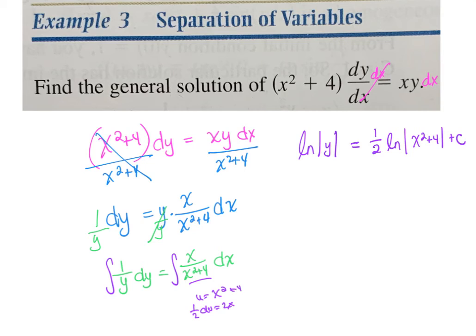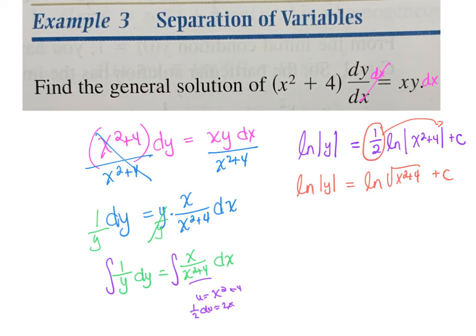And basically what they did here is they just condensed, okay? So that 1/2 can go where? Where can I put this 1/2 if I have a natural log? When it's, yeah, it goes in the exponent. So I will have the natural log of y equals the natural log, and that's where we get the square root of x squared plus 4, because that's to the 1/2, plus c.